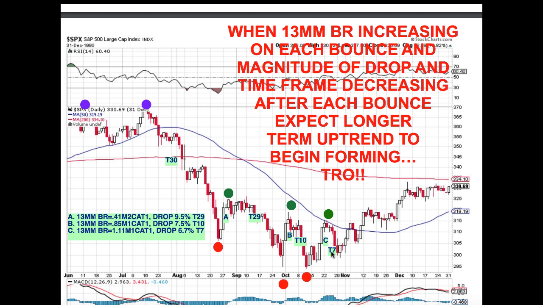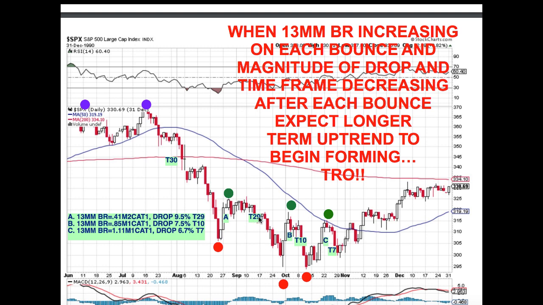So there are 3 conditions that are met here. Number one, the time frame of the drop keeps diminishing. You go from a 29-day drop to a 10-day drop to a 7-day drop. So the number of distribution days is decreasing, and after bounce C and these last few days of distribution right here, the market is changing its direction. This is how you can spot a trend reversal opportunity each and every time.